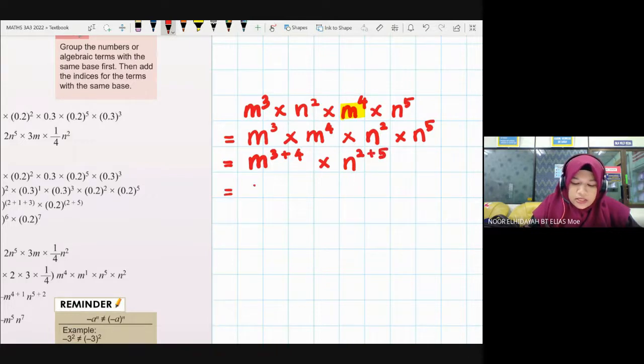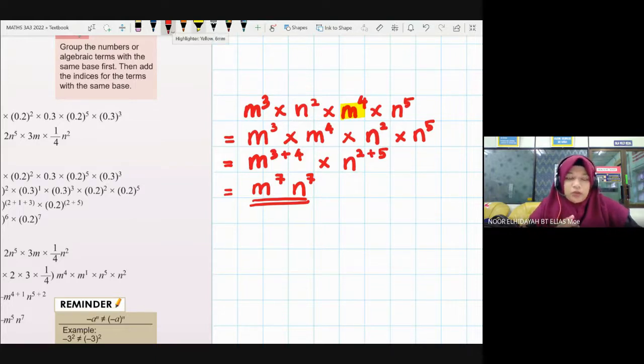So the answer is M to the power of 7. And N to the power of 7, teacher. N to the power of 7. Okay, no need to put the symbol of operation for the final answer. You have learned algebra and operations involving algebraic terms. Just like in algebra, if there is multiply or divide, no need to put the operation in the final answer. Okay, your answer is just M to the power of 7, N to the power of 7.